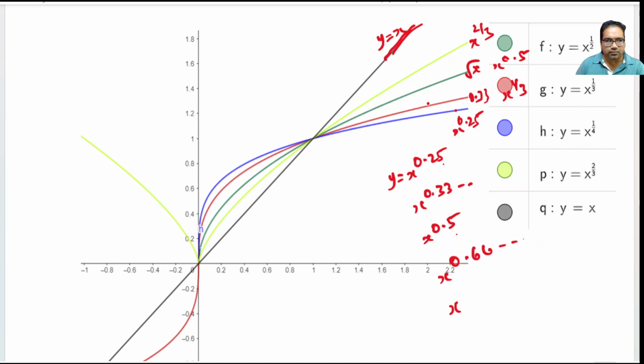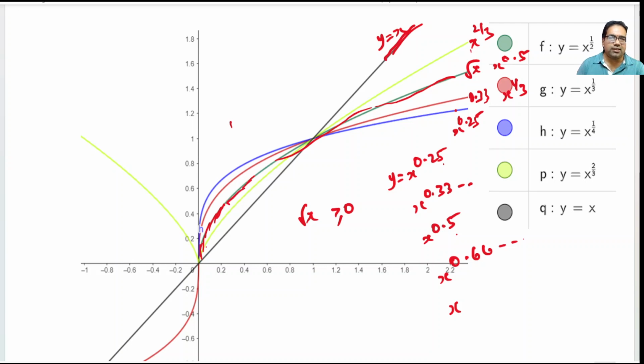Right. If you see this one, y equal to root x, this thick green line. There will not be any negative part in this graph because root x is always greater than or equal to 0. Root x cannot be negative. So this thick green one is always positive. Right. Now light green one is x power 2 by 3.